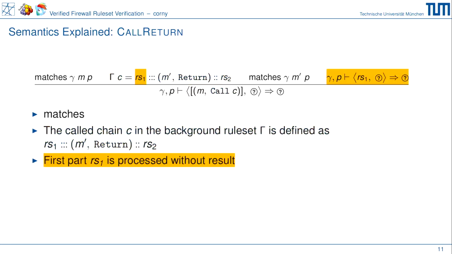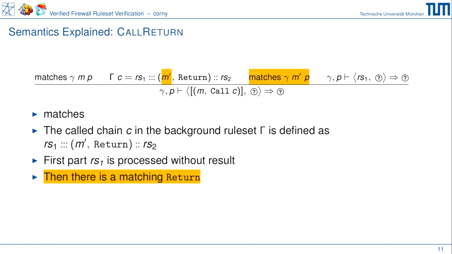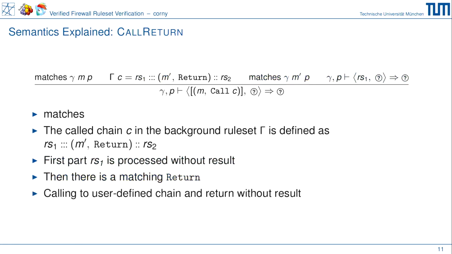Then we have the next precondition. It says we can process this first part, RS1, without getting a decision. So far we have called to a user-defined chain, have processed a first part of this chain without getting any decision yet. Then there's the next assumption. We have a matching return rule. So what does happen there in iptables? So we have called to a user-defined chain, we have processed something, didn't get a result, then we got a matching return rule, so we came back to where we started from without any result. And this is what the rule tells us.